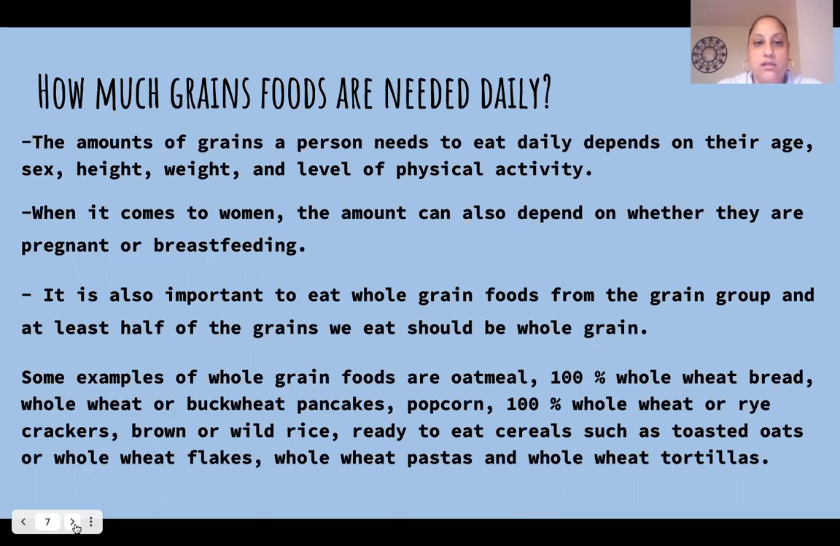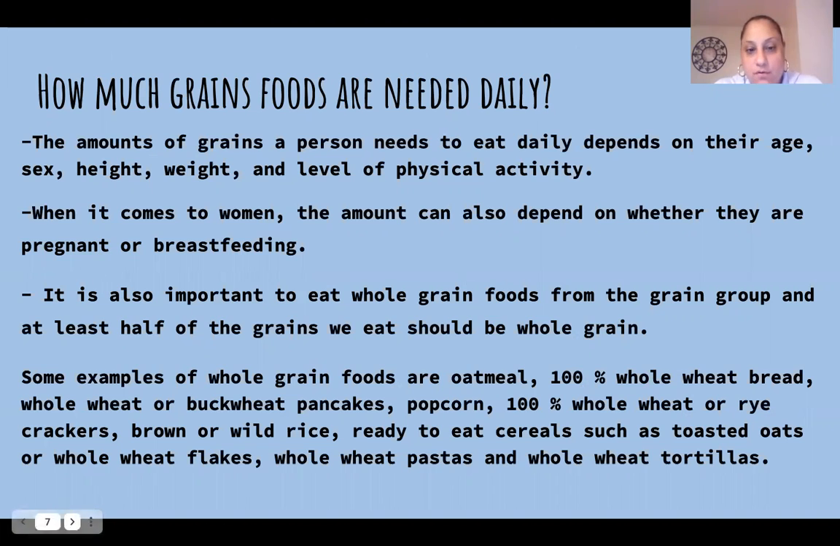The amount of grains a person needs daily depends on their age, their sex, their height, their weight, and their activity level. When it comes to a woman, the amounts can also depend on whether they are pregnant or breastfeeding. And it is also important to eat whole grain foods from the grain group, and at least half of the grains we eat should be whole grain.